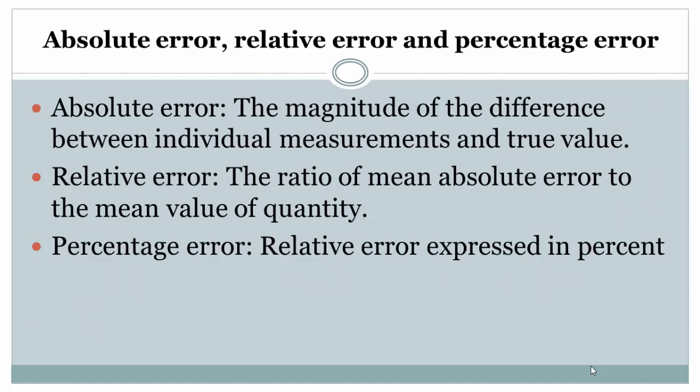Other than these errors, there are three errors which are absolute error, relative error and percentage error. Absolute error is the magnitude difference between measured value and true value. Relative error is nothing but the ratio of mean absolute error to the mean value of a quantity. Percentage error means if the relative error is expressed in terms of percentage, then it is defined as percentage error.